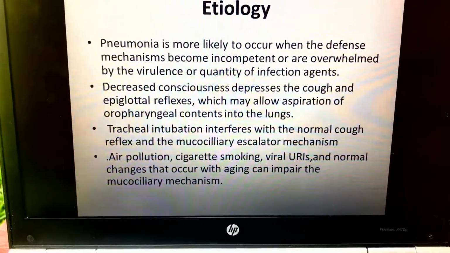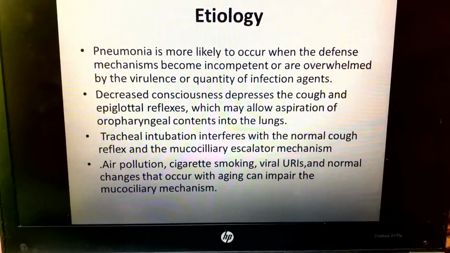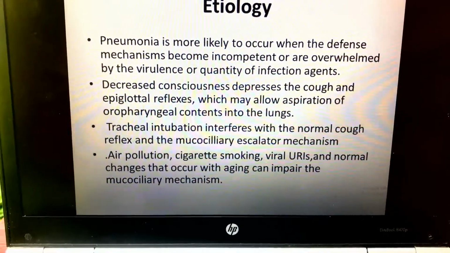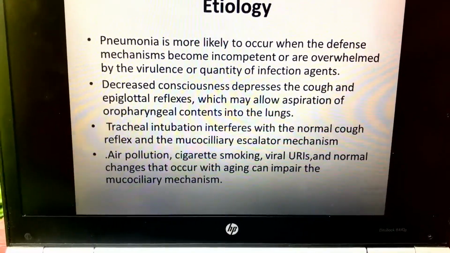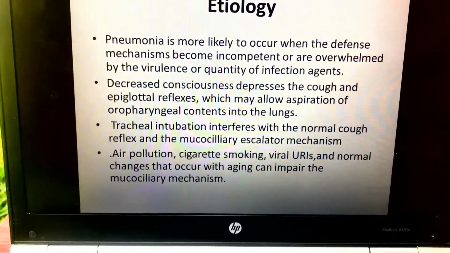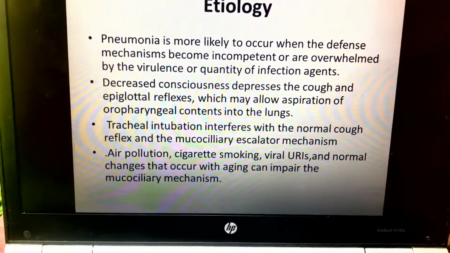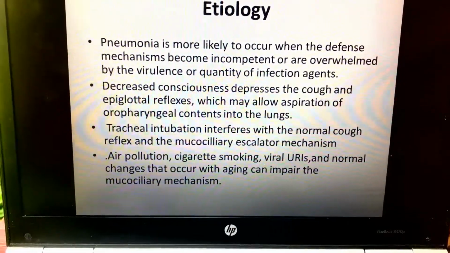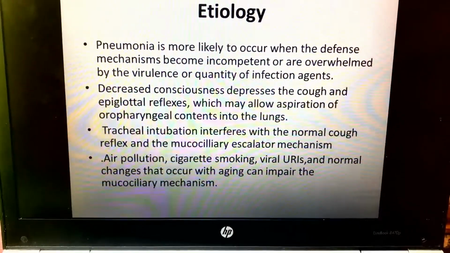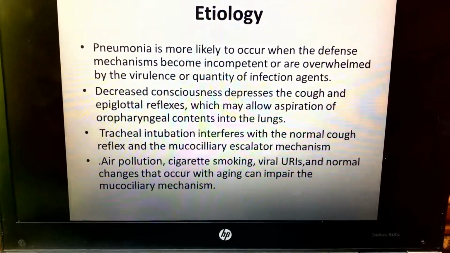Okay, you have to pay attention to this while you are in clinical practice. Air pollution, cigarette smoking, viral upper respiratory infections, and the normal changes that occur with aging can impair the mucociliary mechanisms. We have seen that the cilia have an important role in protecting against the entry of foreign materials. When we say foreign materials, we also account for the viruses, the microbes, and the dust.